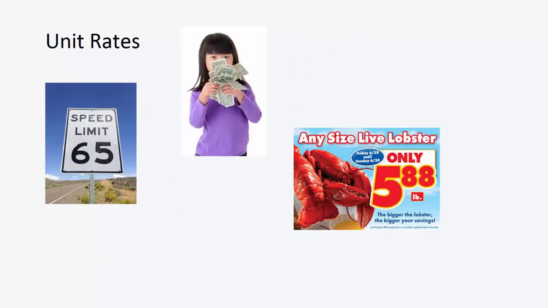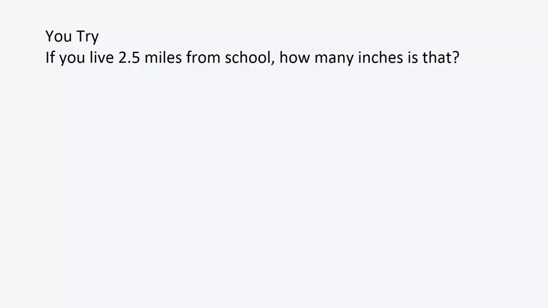There are examples of unit rates all around us. 65 miles per hour, an allowance of $10 per week, or a lobster that cost $5.88 per pound. We use unit rates so often because they make calculations easier in many real life situations, and they make it easier to compare things. Here's one for you to try.